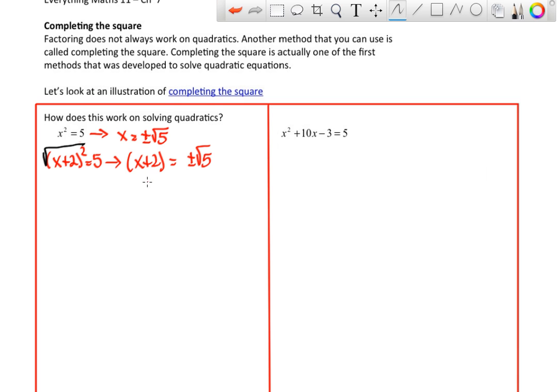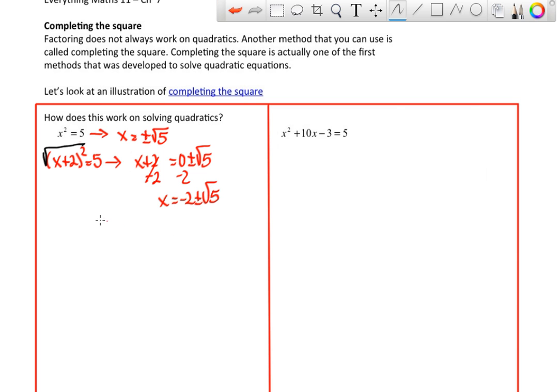Well, x is not by itself yet. I don't really need the brackets, so I could definitely erase the brackets. That means I could subtract 2. And then you can't subtract the 2 here, but we could pretend we had a 0. So if you do that, you end up with negative 2 plus or minus the square root of 5.